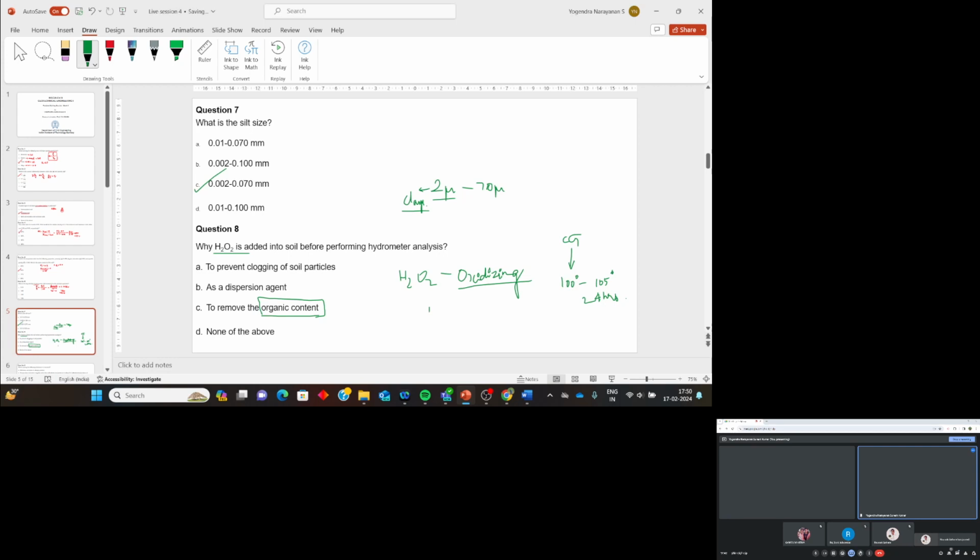Air drying does not remove the organic content. So to remove the organic content, we are adding oxidizing agents. One of the oxidizing agents is H2O2. So the right option is C. Hope I am clear this time. Yes, sir. Clear, sir. Let us move to the next question.